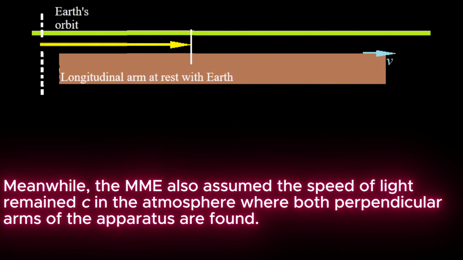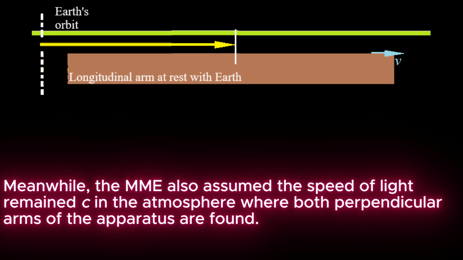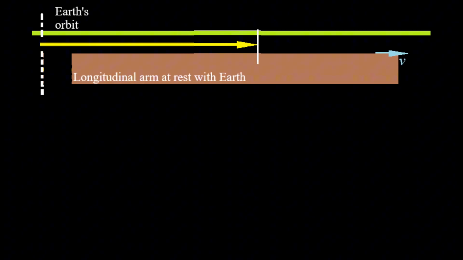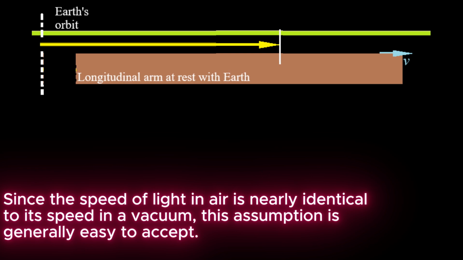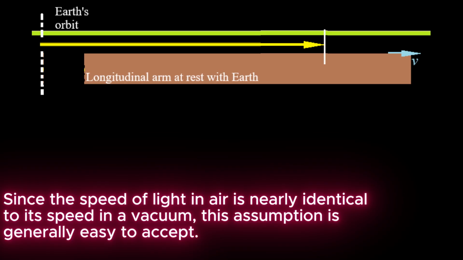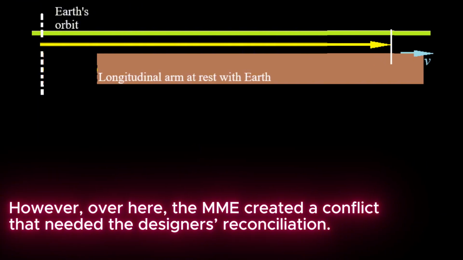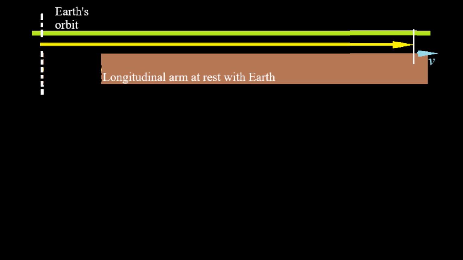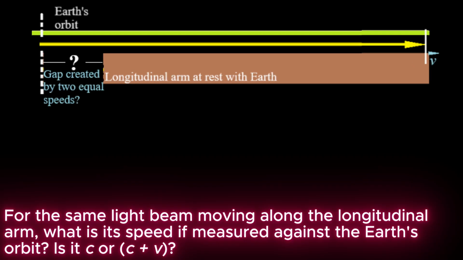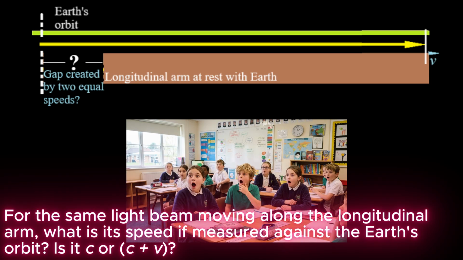Meanwhile, the MME also assumed the speed of light remains c in the atmosphere where both perpendicular arms of the apparatus are found. Since the speed of light in air is nearly identical to its speed in a vacuum, this assumption is generally easy to accept. However, over here, the MME created a conflict that needed the designer's reconciliation. For the same light beam moving along the longitudinal arm, what is its speed if measured against the Earth's orbit? Is it c or c plus v?